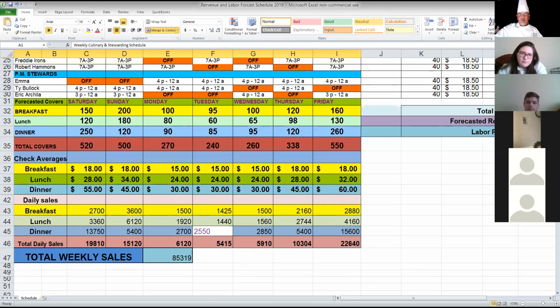Down here at the bottom is the forecast. It covers how many we expect for breakfast on a Saturday, Sunday, all the way down through Friday. How many do we expect for lunch? All the way through Saturday. How many for dinner? Total covers for those days, 520 for that Sunday. Was the check average for breakfast $18? Was the check average for lunch 28? Was the check average for dinner 55? On Monday, Tuesday, Wednesday, Thursday, Friday, okay?